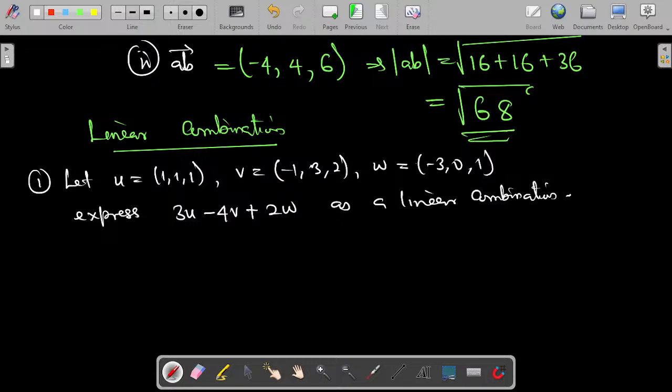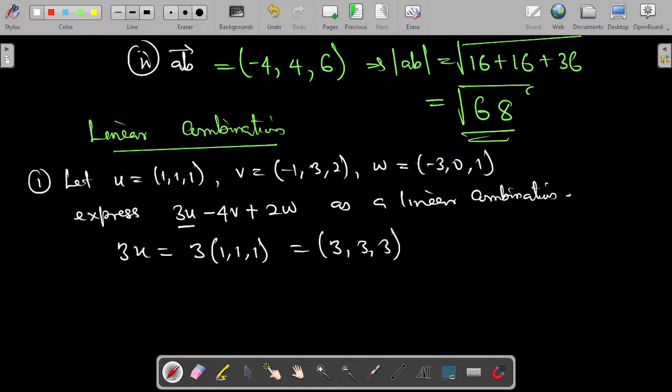So linear combination means joining two or more vectors with addition and subtraction and scalar multiplication. And that reminds me, what is scalar multiplication? We didn't do any scalar multiplication yesterday. Scalar multiplication is using a number to multiply a vector. For example, 3u simply means 3 times this vector u, (1, 1, 1), which is simply going to be (3, 3, 3).